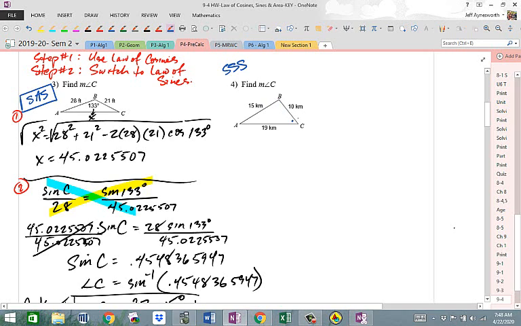So I know that angle C is opposite of 15. So here we go. I'm going to start off with 15. I'm going to highlight that, because you always start off with the side opposite of the angle.